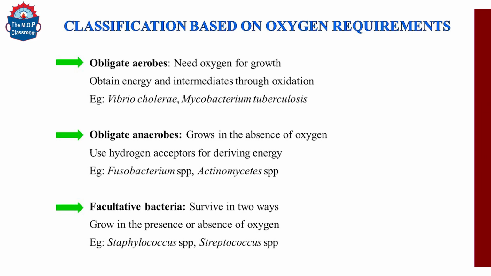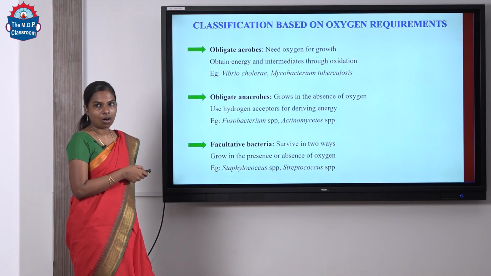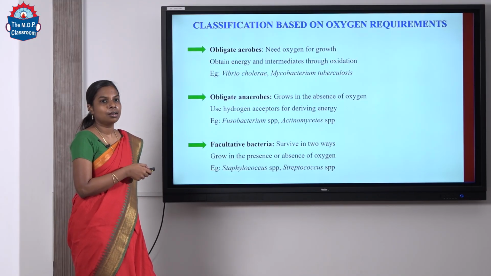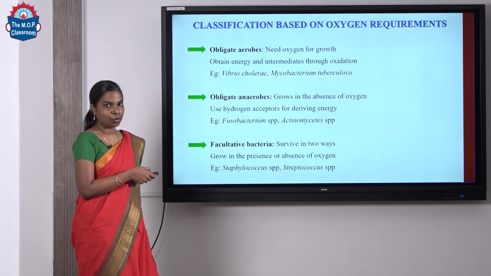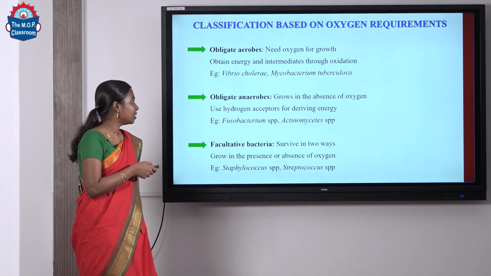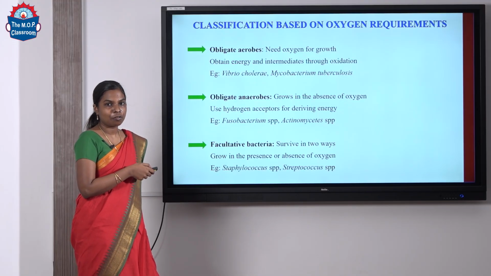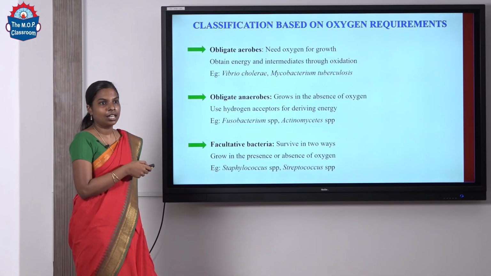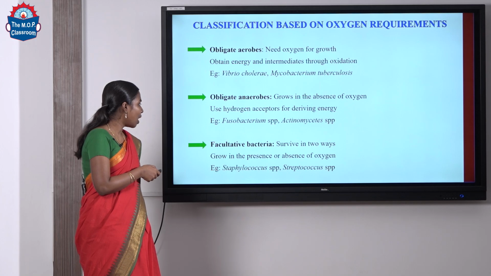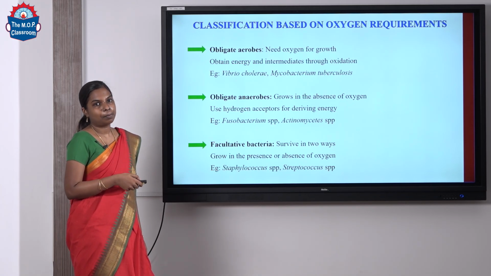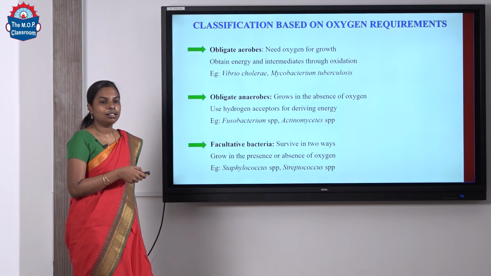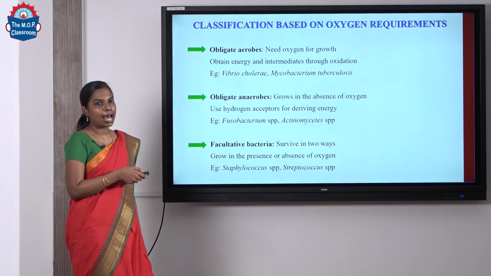The second one is classification based on oxygen requirements. Now, as human beings, all of us require oxygen for our survival in this universe, whereas in case of bacteria, certain groups of bacteria require oxygen for their growth and they are referred to as obligate aerobes, whereas another set of bacteria called obligate anaerobes cannot survive in the presence of oxygen. The third one is called facultative bacteria. Now, this particular group of bacteria can adapt itself to the present situation, meaning it can either live in the presence of oxygen or in the absence of oxygen.